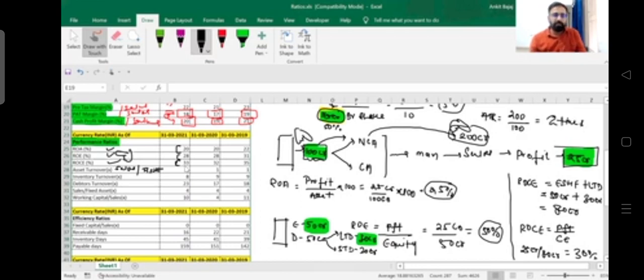If your asset turnover ratio is one, it means your company is able to generate revenue equal to its assets. So this is the working of the asset turnover ratio.